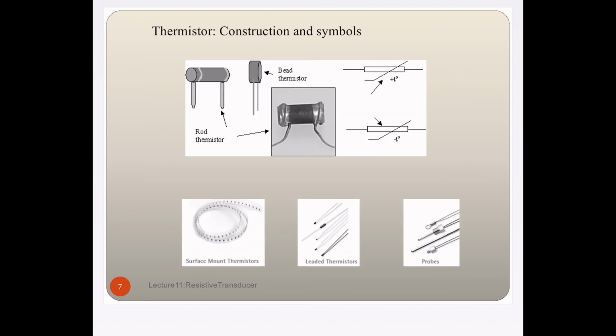Okay, so this is the construction and symbol for thermistor. We can see there is a rod type thermistor, a bead type, and it can come in the form of surface mount thermistor, leaded thermistor, or probe thermistor.